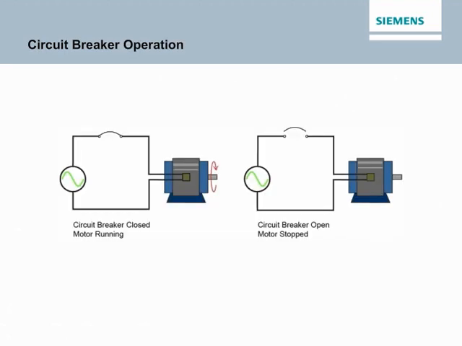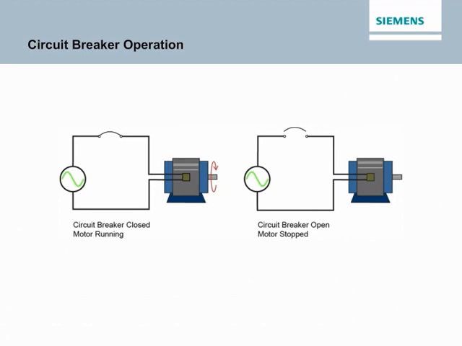In the accompanying illustration, an AC motor is connected through a circuit breaker to a voltage source. When the circuit breaker is closed, a complete path for current exists between the voltage source and the motor, allowing the motor to run. Opening the circuit breaker breaks the path of current flow and the motor stops. The circuit breaker will open automatically during a fault, or can be manually opened. After the fault has been cleared, the breaker can be closed, allowing the motor to operate.